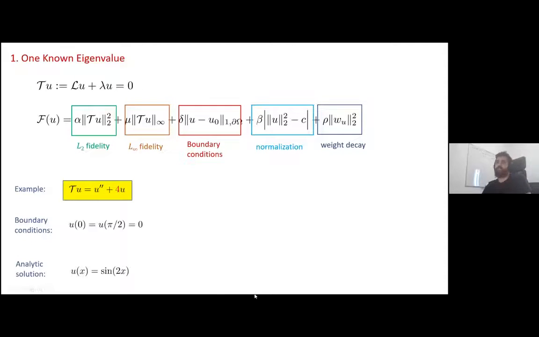So let's look at an example. If we have the 1D Laplace equation, the first problem we aim to solve is, given an eigenvalue, can we find its matching eigenfunction? So we have the known eigenvalue 4, and we have the boundary conditions, and we know the analytic solution. Of course, our approach is unsupervised, so we're not going to be using it to train, right?